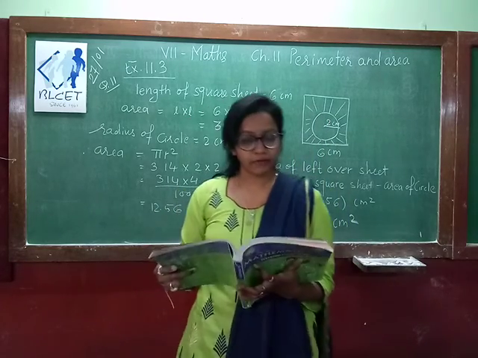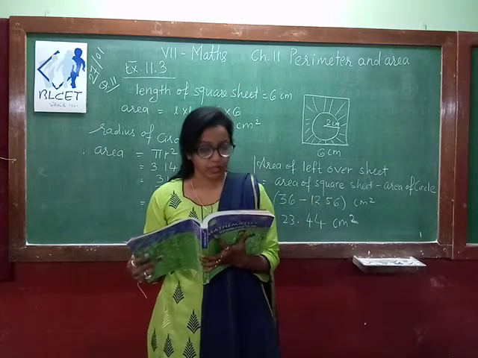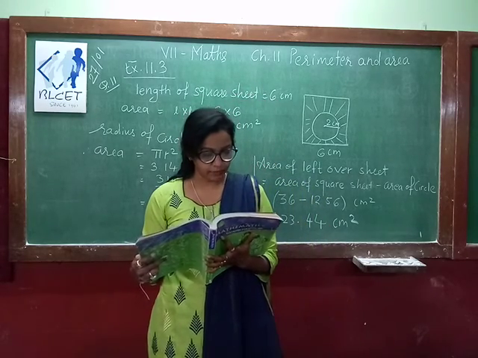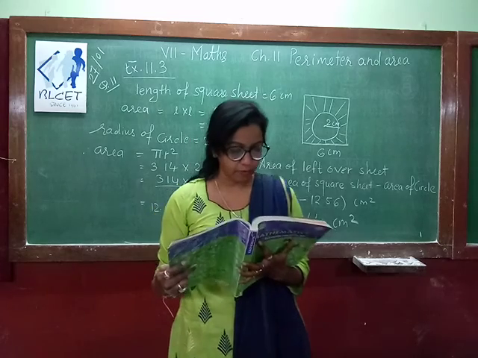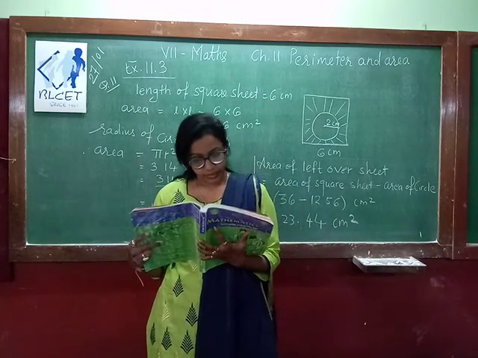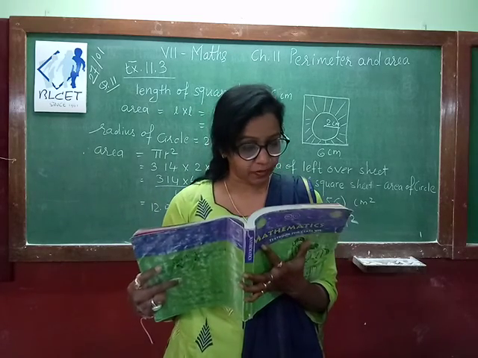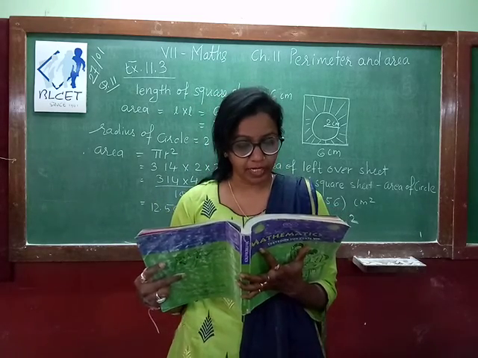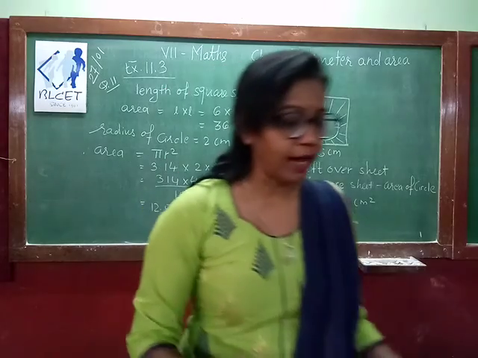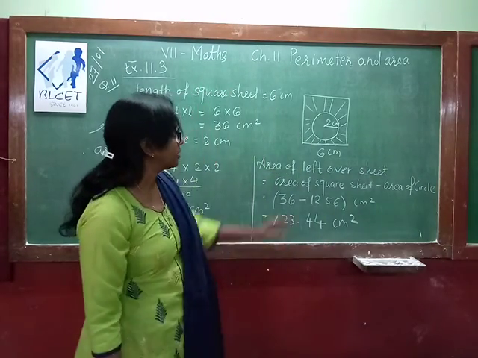Now we move ahead with question number 11. The question is, a circle of radius 2 cm is cut off from a square aluminium sheet of side 6 cm. What is the area of the leftover aluminium sheet? The value of pi is equal to 3.14. So this is the diagram.